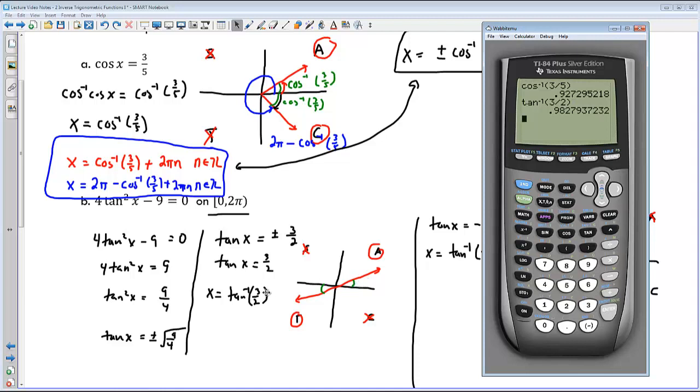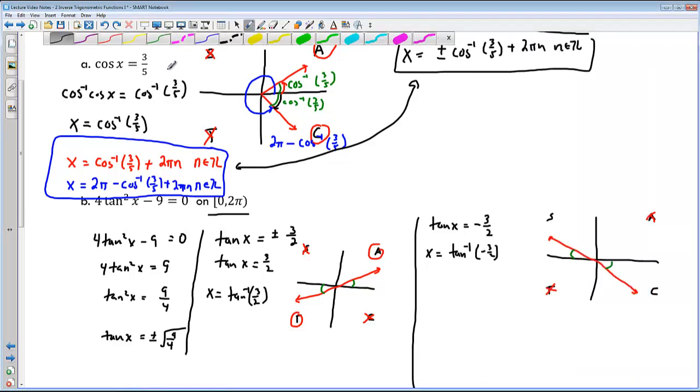It's actually tan inverse of 3/2. And so let's write that down. So my reference angle here is tan inverse of 3/2. And then this is tan inverse of 3/2.